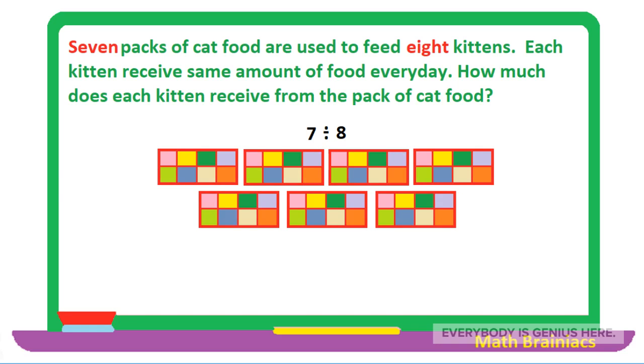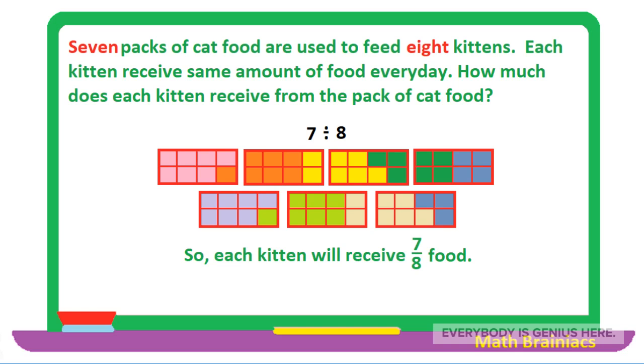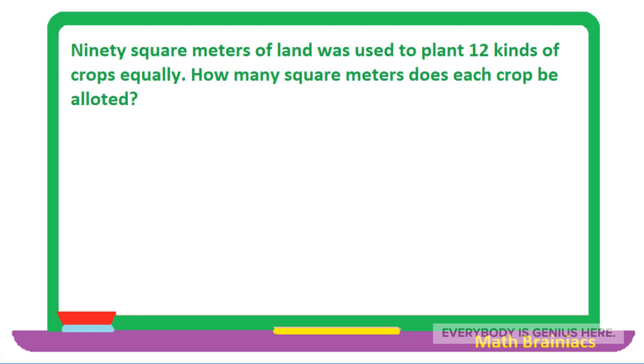Let me represent each kitten by colors again. If we are going to add the part of cat food each kitten eats in each pack, we're going to add 1/8 7 times. Accordingly, we're going to have 7/8. Likewise, if we combine all the same colors together, we are going to have 7/8 also. Therefore, each kitten will receive 7/8 of the food for the 7 packs of cat food.